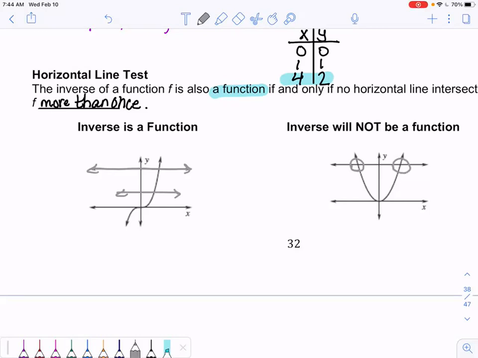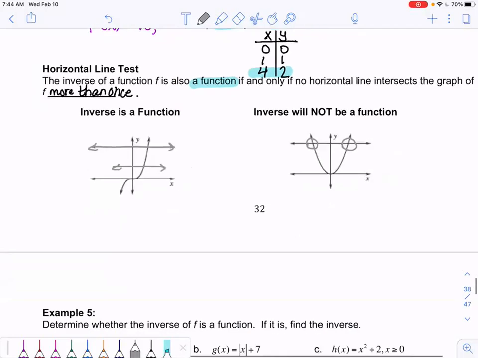So this is a parabola. A parabola's inverse is not a function. It would not pass the vertical line test. So that means after I find the inverse, if I graph the inverse, it doesn't pass the vertical line test. That's what this is kind of saying.